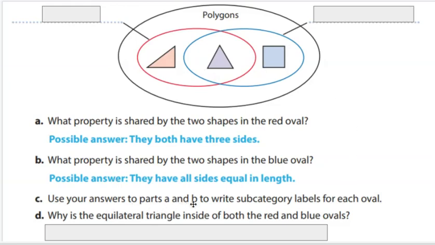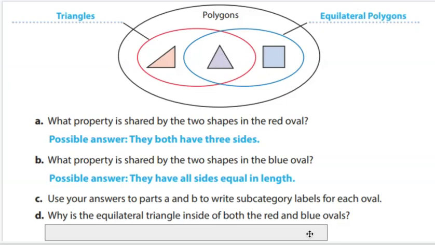So now we had to use our answers in part A and B to come up with names for these subcategories. Well, the red oval, I think, is a little easier for us. You should have said triangles. Now, this blue oval was actually a term that we went over a couple videos ago, and you might have forgotten it or struggled here. But any shape that has all equal sides and all equal angles is called equilateral polygons. Again, you can see that word equal in there. So a special term, a subcategory, equilateral polygons for these two.